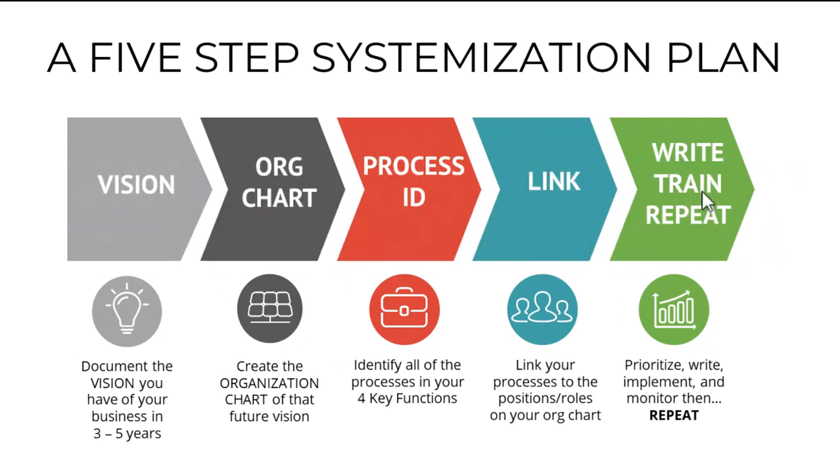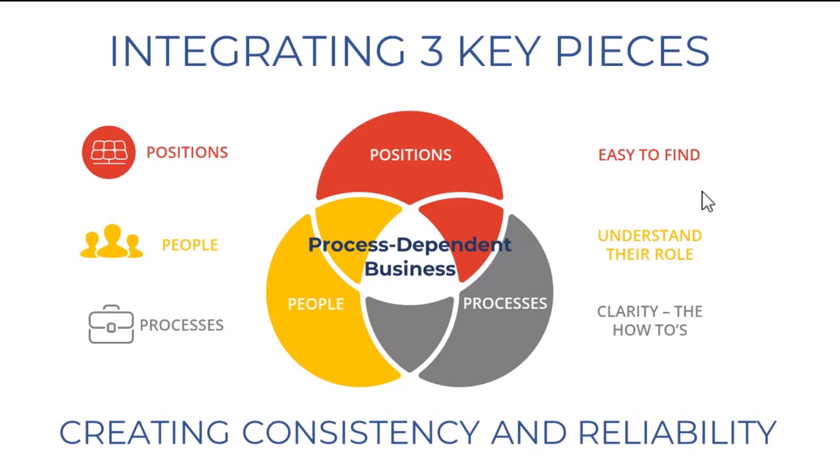And then finally, what really makes this happen is the TouchStone process, because what makes TouchStone unique is that we integrate people with positions and processes. In other words, we identify all of your positions, we identify all of your processes, and then, as I said a moment ago, we link those to the positions on your organization chart, and then we add your people and we link the people to those positions in the organization chart. So we integrate these 3 key components: positions, people, and processes.